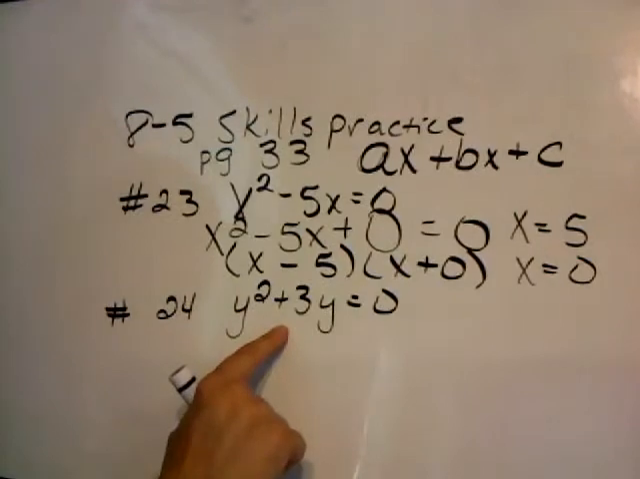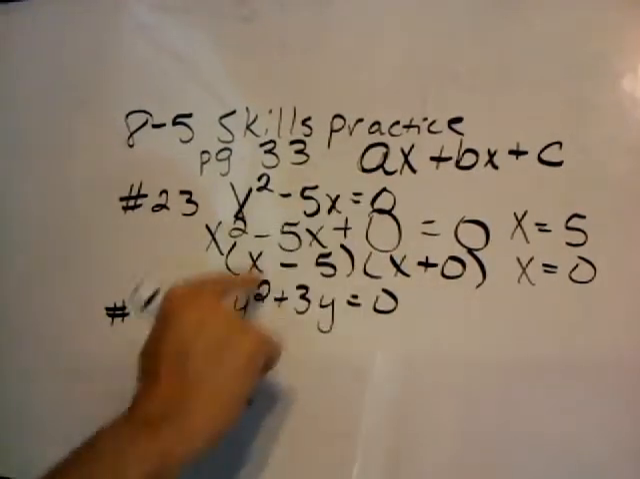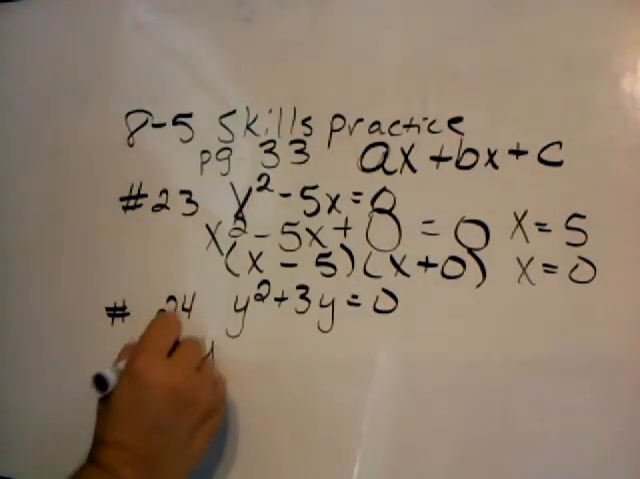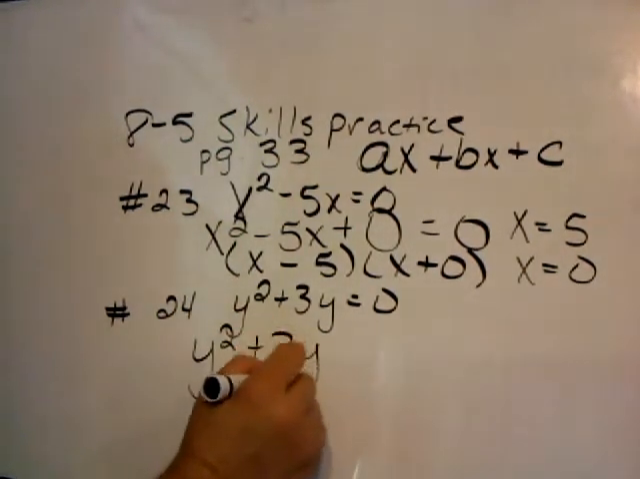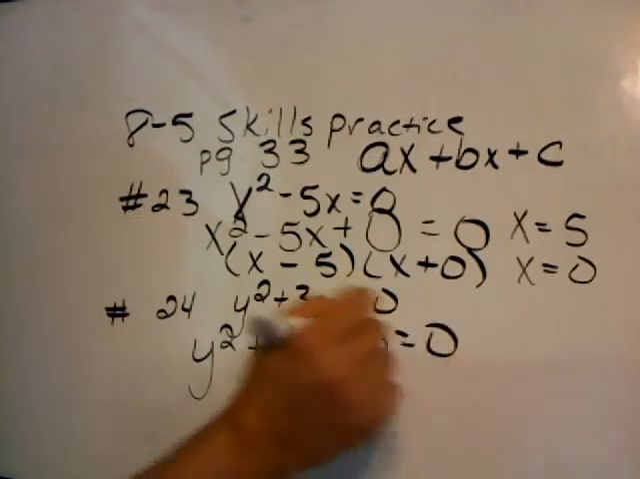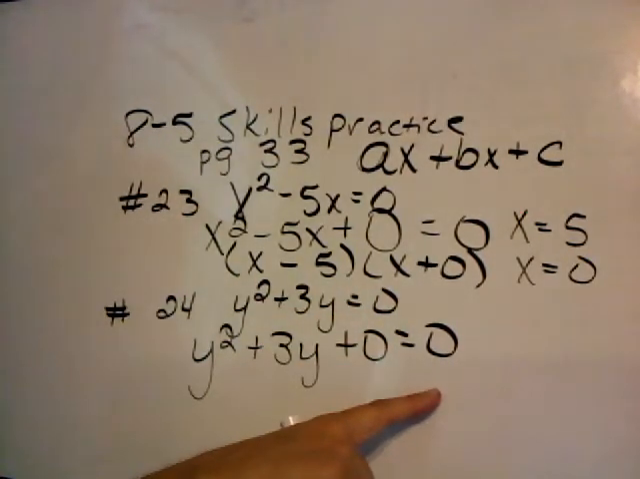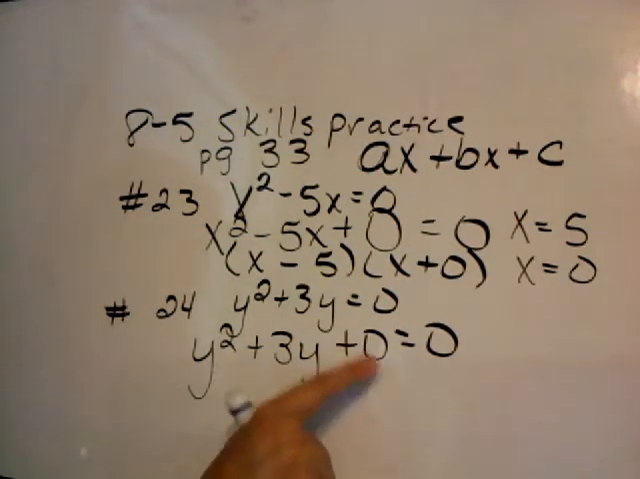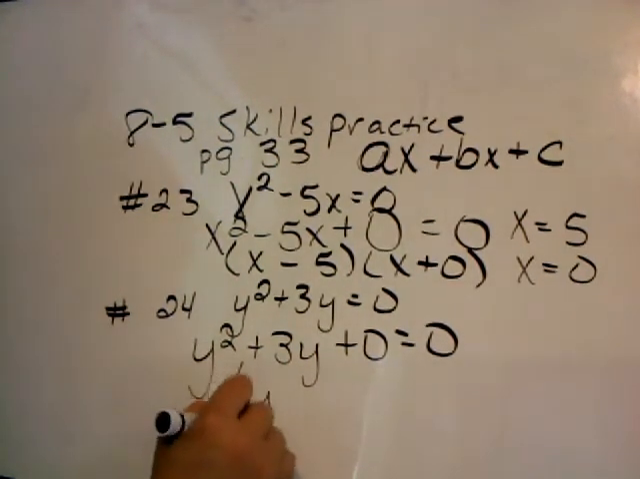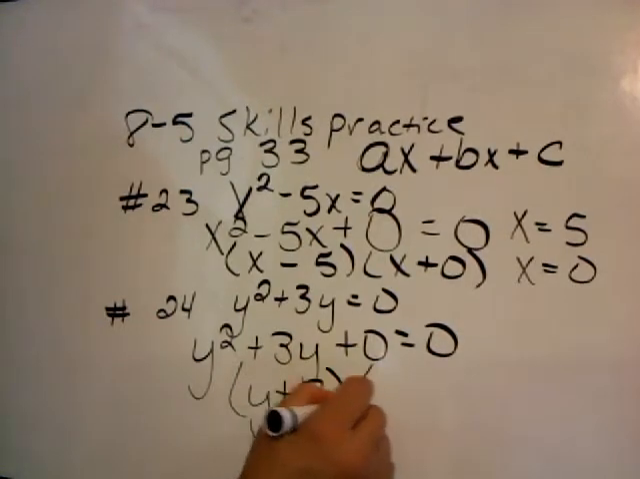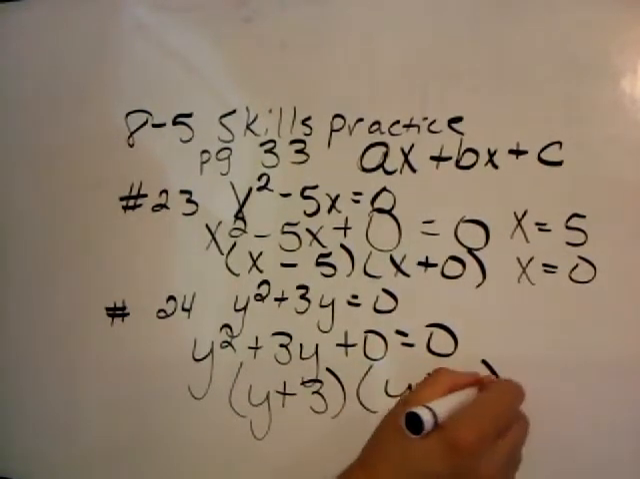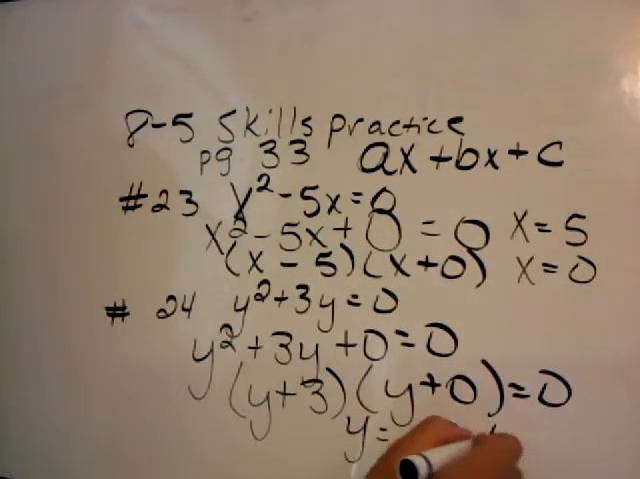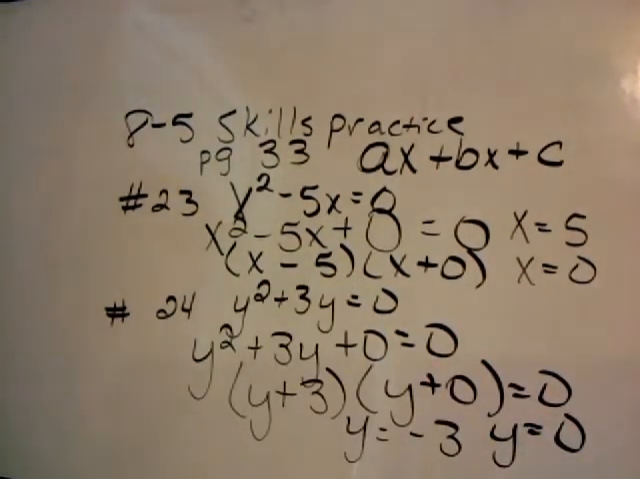Now number 24, again, we have an a, we have a b, but we do not have a c part. We do not have to rewrite it to show that it's not there, but if it needs clarifying, you can do that, okay? So something when I multiply it, I get 0, but when I add it, I get 3. And again, that will be y plus 3 and y plus 0. So y is equal to negative 3 and y is equal to 0.